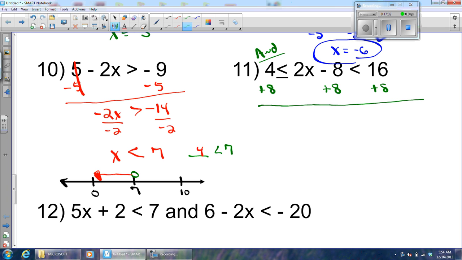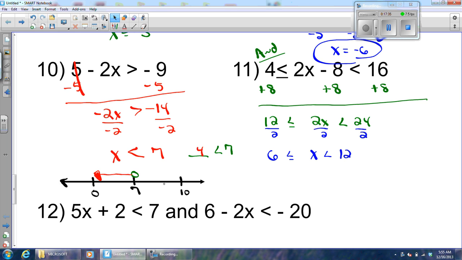I'm solving 4 is less than or equal to 2x minus 8, and I'm simultaneously solving 2x minus 8 is less than 16. Okay, I'm going to get 12 less than or equal to 2x, which is less than 24. And I'm going to divide by 2, going to divide by 2, going to divide by 2. 6 is less than or equal to x, which is less than 12. So, get my number line over here.